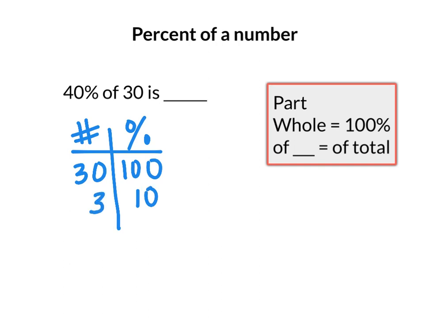And now I want to go to 40%. So I can scale this up to 40 by multiplying by 4. And I can multiply 3 by 4. And I am going to get 12. So 40% of 30 is 12.